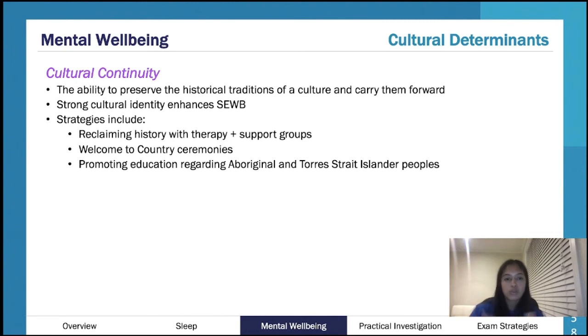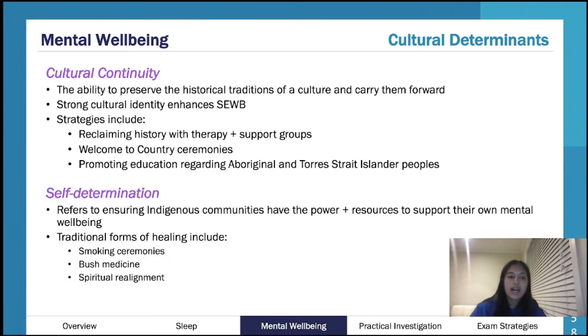Obviously, there's a whole bunch more, but this idea of promoting more education, welcome to country ceremonies as well, therapy and support groups discussing these sorts of things. Really important in this idea of cultural continuity and preservation. And again, how that ties in with that SEWB. And then lastly, self-determination. So this idea of, again, having power, having resources to support one's own mental well-being. And again, tying this into the culture of Aboriginal and Torres Strait Islander people.